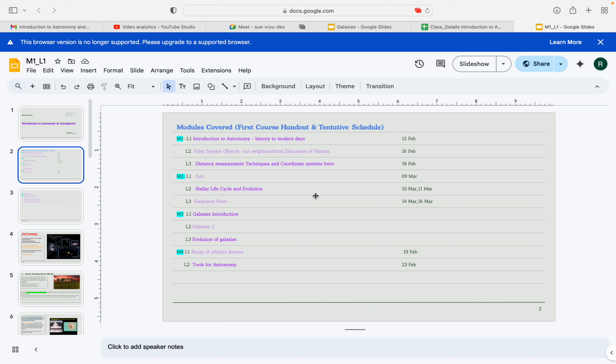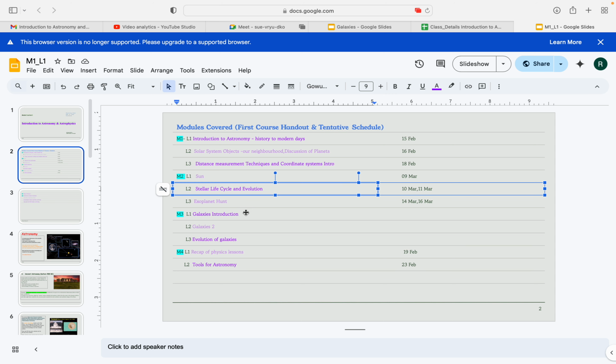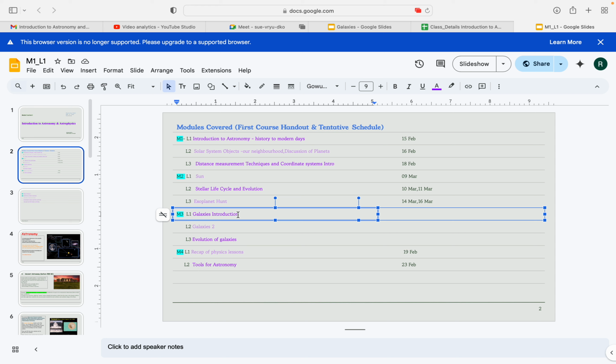Then we came to module 2 and started the discussion of stars. First we discussed our Sun, then we discussed the other stars, different populations of stars, and how the stars evolve based on their mass. And the next thing we learned about was what exoplanets are, how exoplanets are detected, and why exoplanets are a growing field today. The next module, which I will cover from today onwards, is on galaxies.